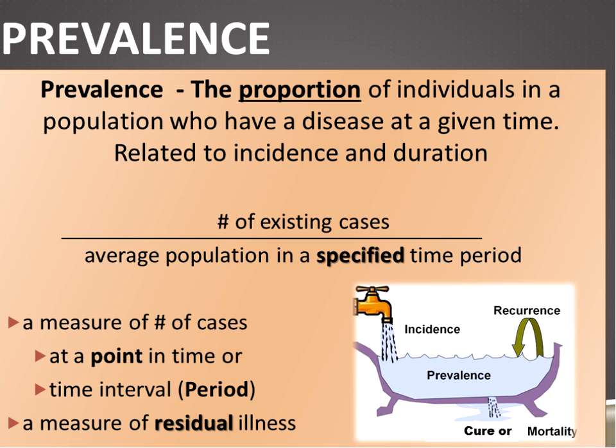So if you were taking the prevalence of hearing loss in your company in 2015, you would still have an average population, the average number of workers that you had in the year. It wouldn't be a specific population unless that population didn't change over time. But because the population changes over time, we take the average. So we need a measure of the number of cases at a point in time or a time interval, and a measure of what that population is.